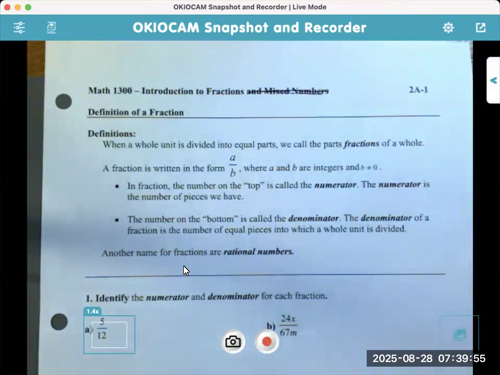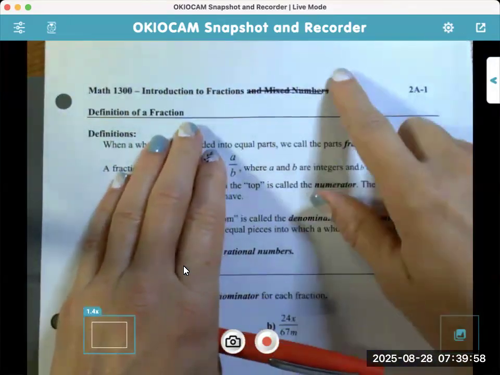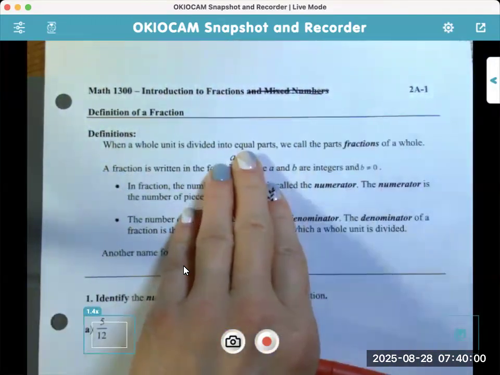Today we are going over an introduction to fractions. We're going to kick mixed numbers actually to the next time we meet.